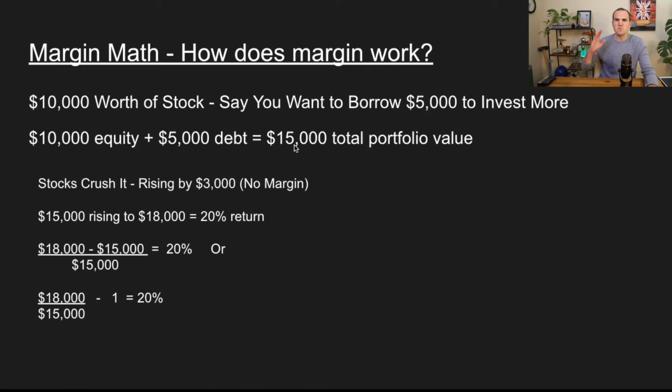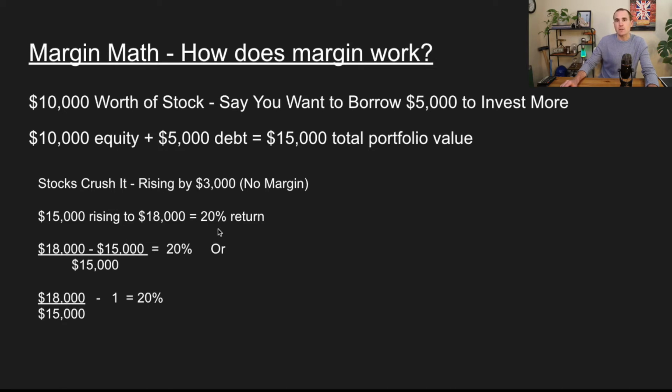So let's assume your stocks crush it, stocks only go up, which is totally not true, by the way. But let's say it goes up by $3,000. Let's first take an example of no margin. So if you have that $15,000 and you add the $3,000 that you made, good job, it's now $18,000.